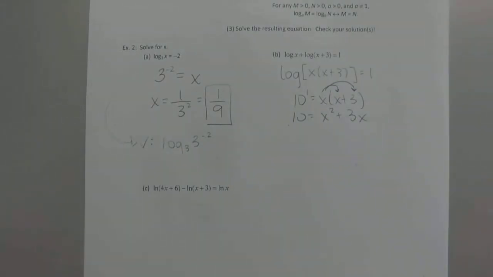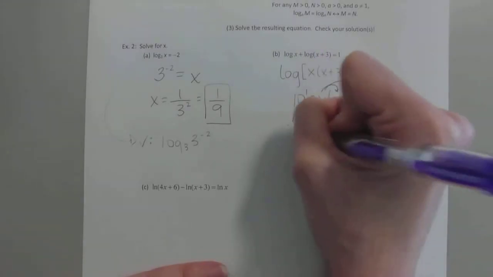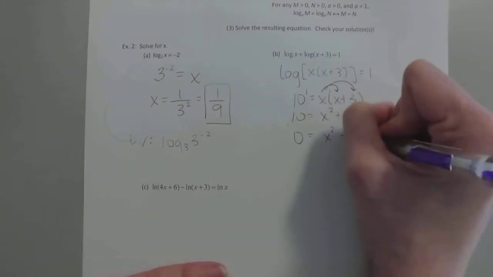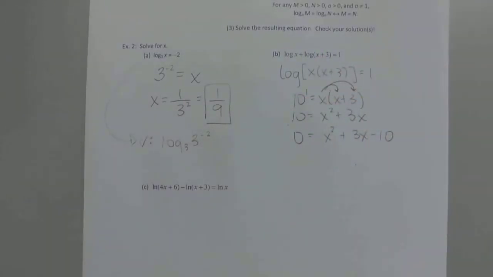Distribute. So this is 10 equals x squared plus 3x. What's my next move? Get them all to one side equal to 0. So I'm going to subtract the 10 over. So this is 0 equals x squared plus 3x minus 10. How do you solve a quadratic? Well, there's 3 ways. Can you use the square root property on this one? No. Can you factor? Yes. Or can you use the quadratic equation? Yes.